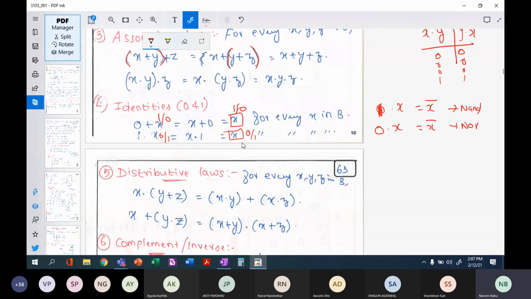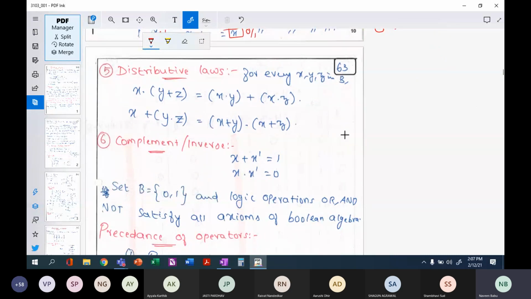Distributive law, you have already seen. For x, y, z, three variables in B, x dot (y plus z) will be equal to, you distribute and multiply, x dot y plus x dot z. Similarly, this is a new distributive law, might be new for you. We will be using this law, so please remember this particular law at least for the time being. X plus (y dot z) is equal to (x plus y) dot (x plus z).